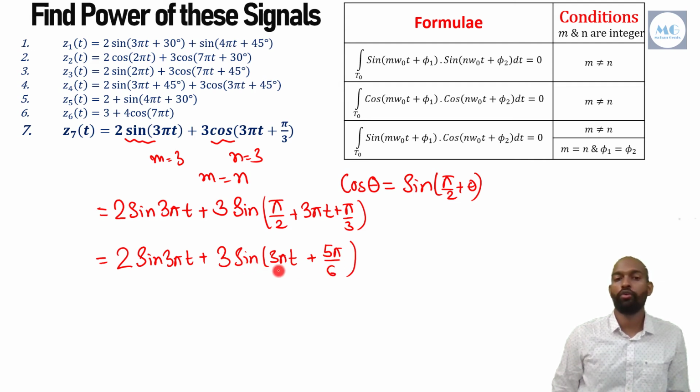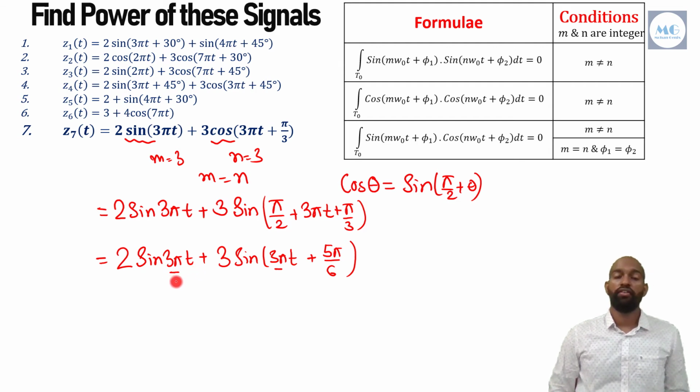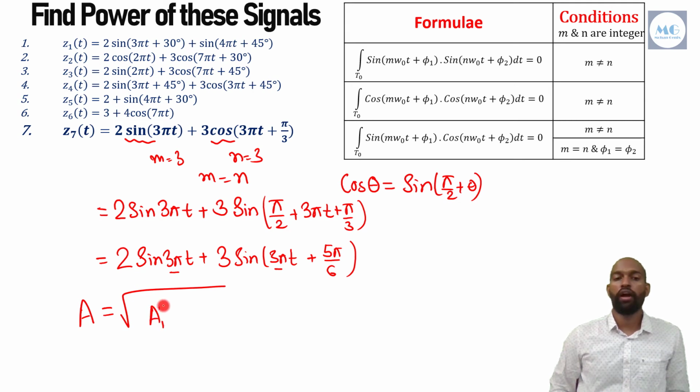What is omega naught here? Omega naught is 3 pi. You can observe. Okay. That's why we have come to our fourth formula, which I have already discussed. Now I will convert this function into just A sine omega naught t plus theta. And what will be A? A will be, our formula is the root of A1 square plus A2 square plus 2A1 A2 cos(phi 1 minus phi 2). This is our formula.